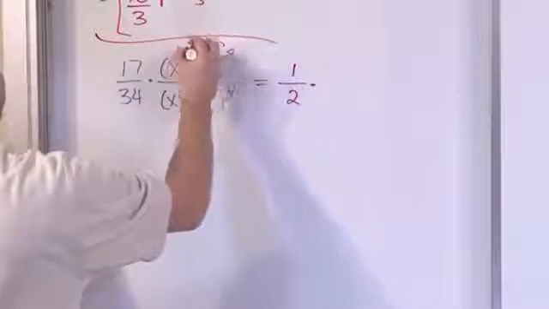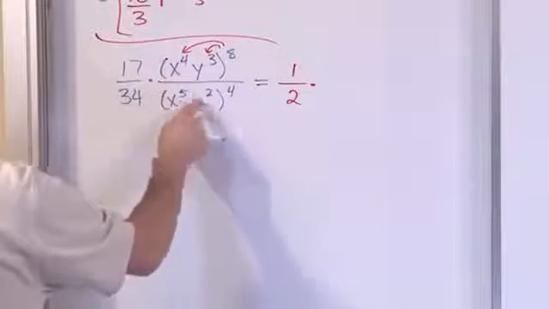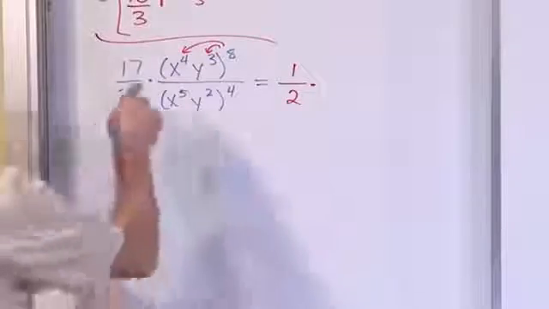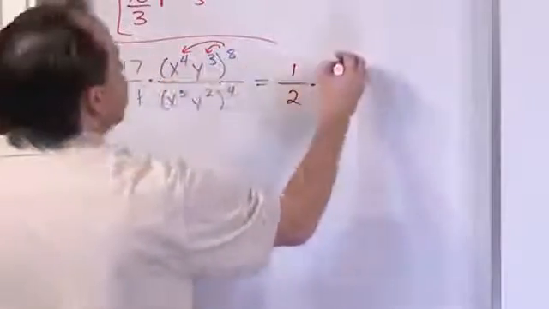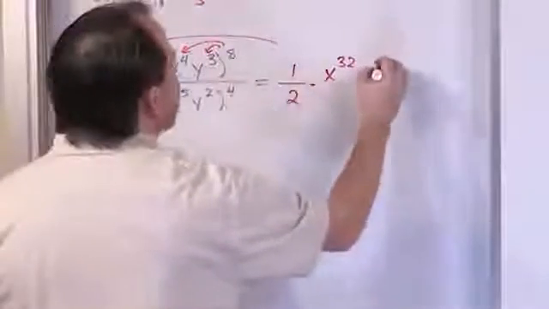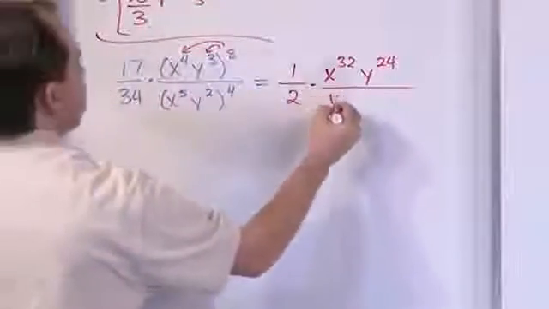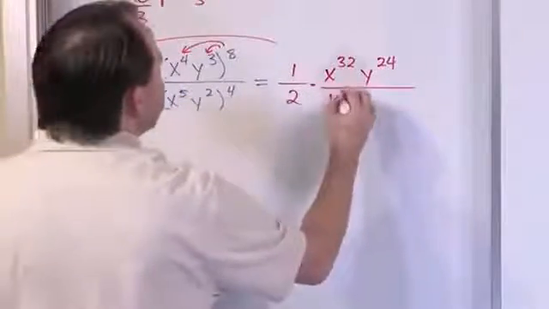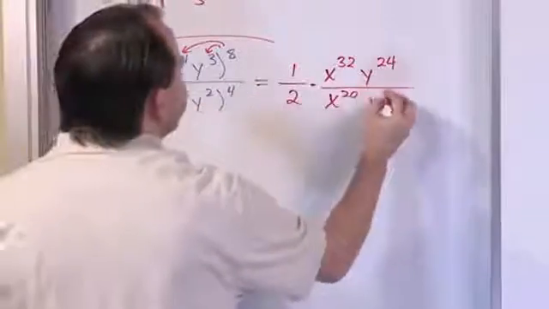And then here we're going to use this exponent and kind of distribute it through. We can't simplify anything inside because we have x's and y's inside. So here you're going to have x raised to the 8 times 4 is 32. And here you're going to have y, 8 times 3 is 24. And on the bottom, you're going to have x, 5 times 4 is 20. And you're going to have y, 2 times 4 is 8.